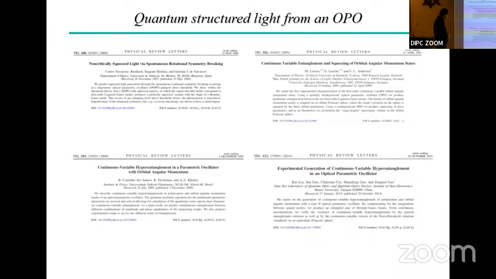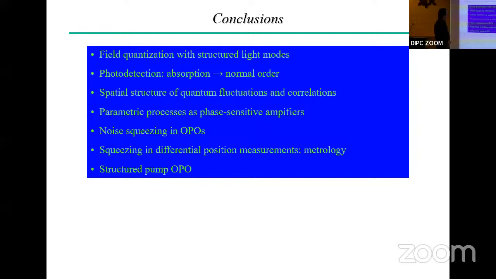And this is a paper that we did in Brazil about continuous variable hyper entanglement. We demonstrated that when you operate a type 2 phase match, you can have simultaneously entanglement between different modes of polarization and spatial mode with this device. And this was later demonstrated by an experiment done in China by Gao Jian. Okay. So with this, we can arrive at the conclusion.